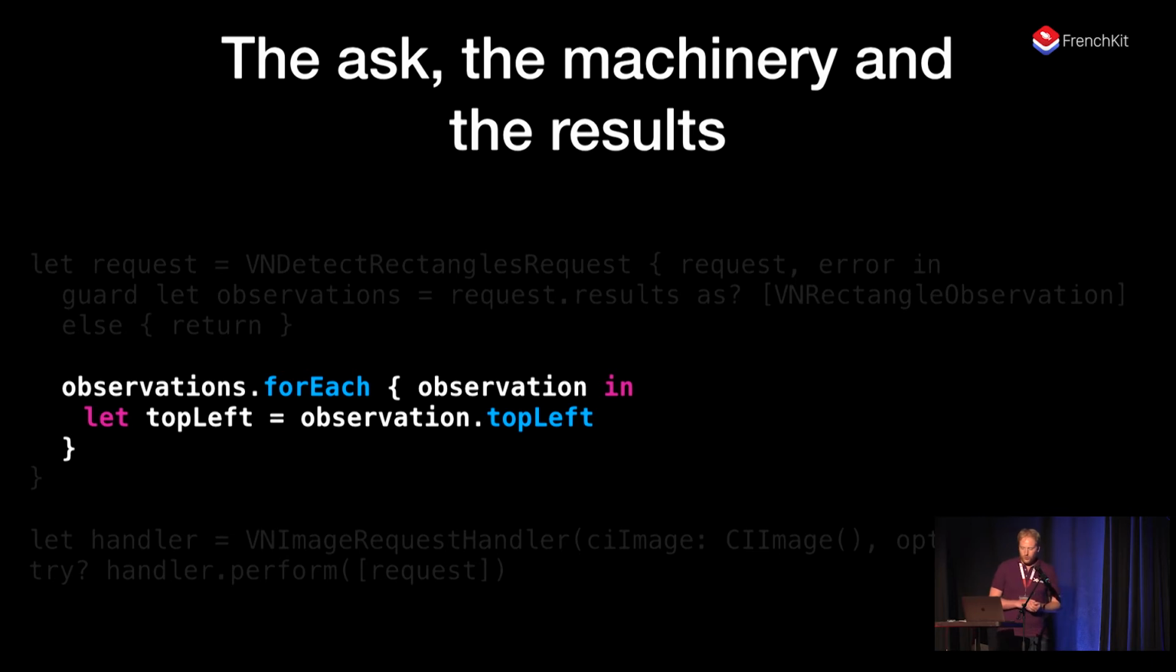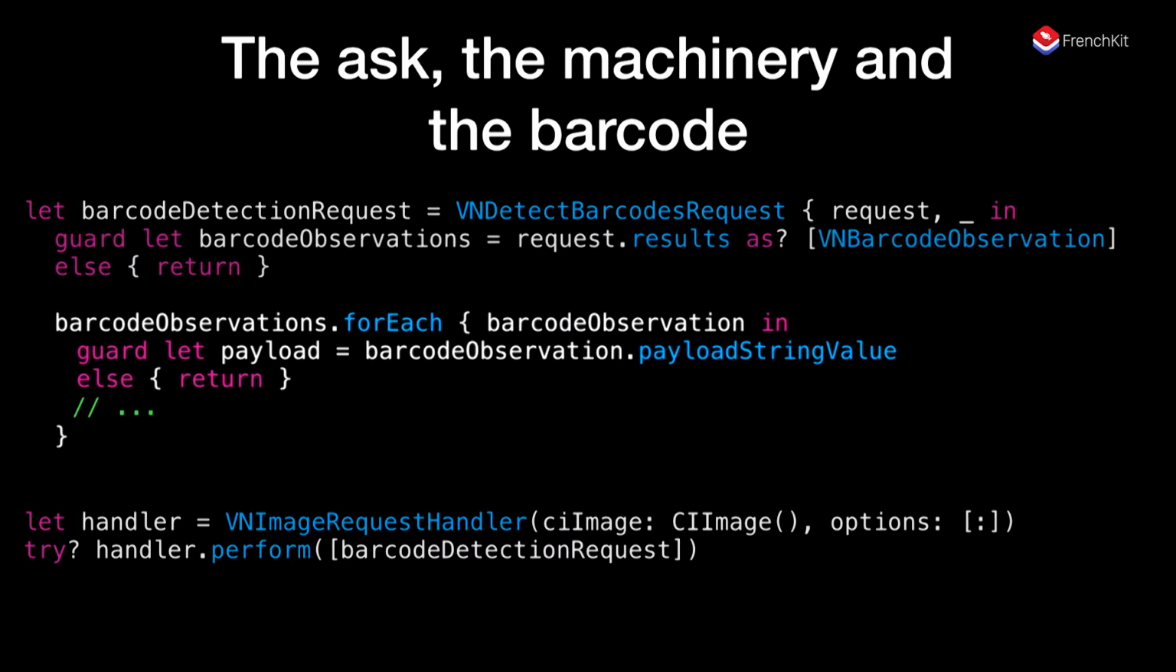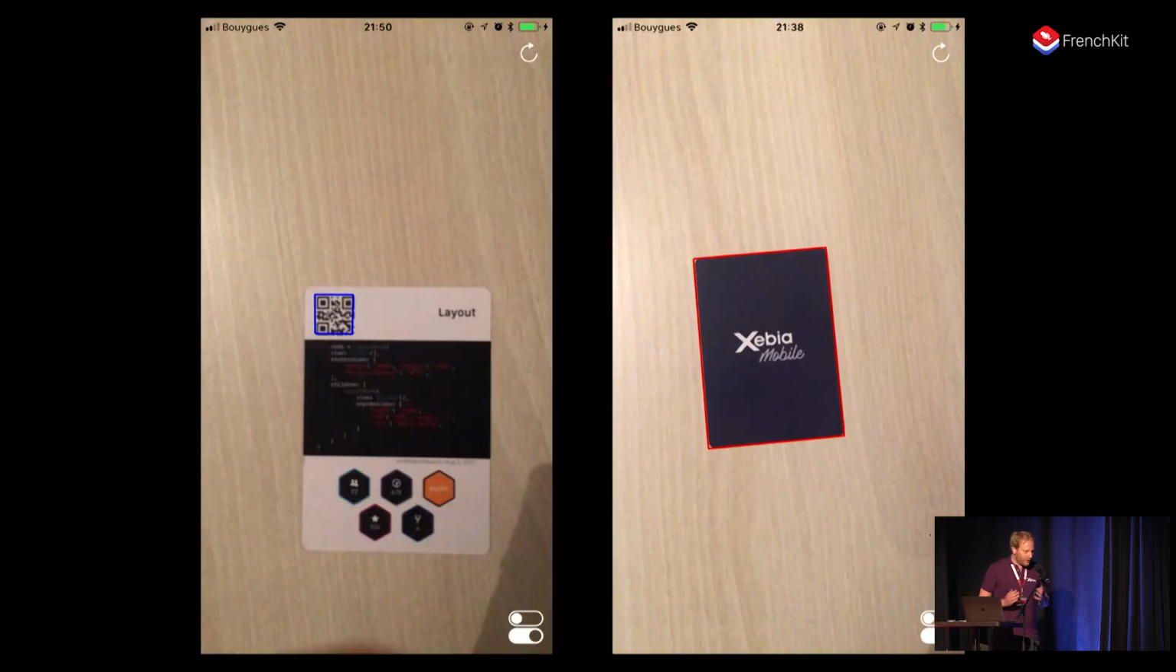And if you know how to do a rectangle request, then you know how to do barcode detection. This is pretty much the same, except that the observations you get are different, of course. And in this example, I just get the content of the QR code. So Vision gave us pretty much all we needed to complete two steps. The first one is getting information about the cards with the QR code. Also, we have the rectangle that surrounds the cards.